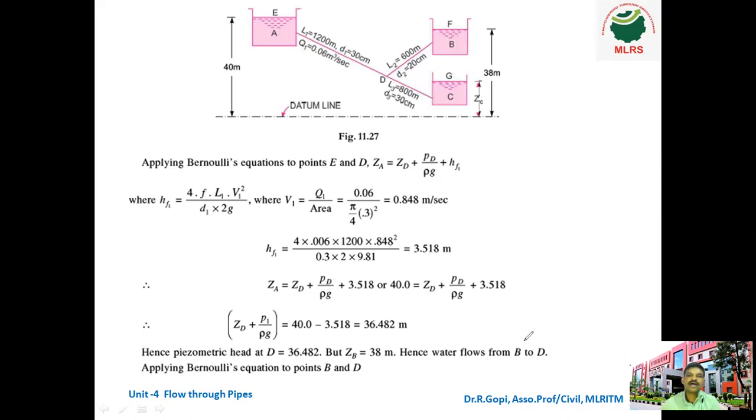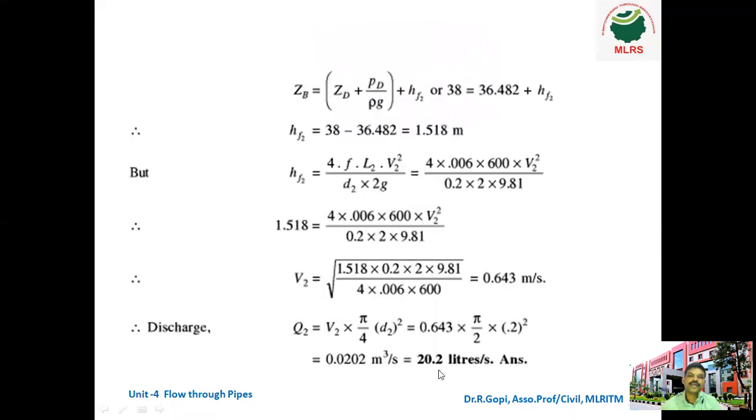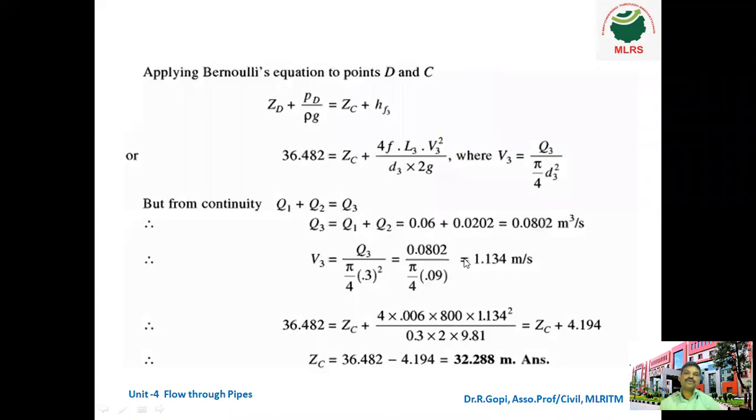So the equation for this is Q3 is equal to Q1 plus Q2, since the total discharge occurs at pipe 3 only. Therefore, 60 plus 20.2, previously Q1 is 60, so total Q3 is 80.2. For that reason, it is mentioned in meter cube per second as 0.0802 meter cube per second.